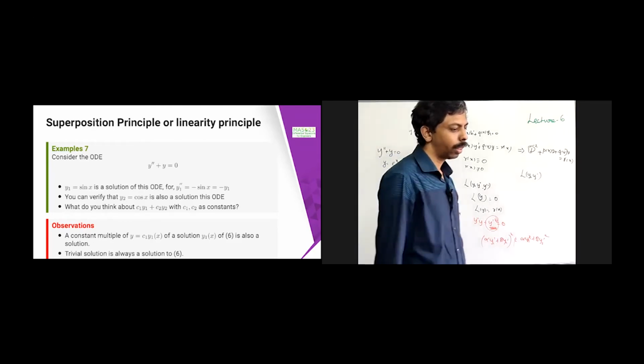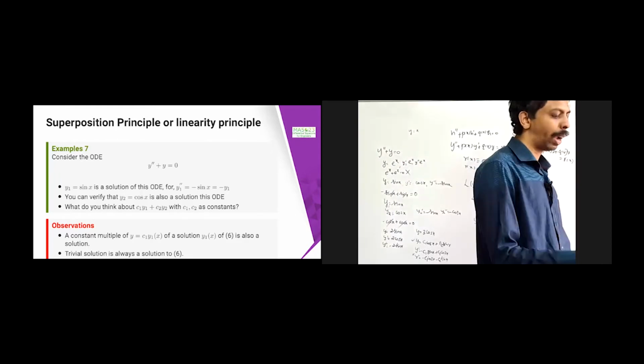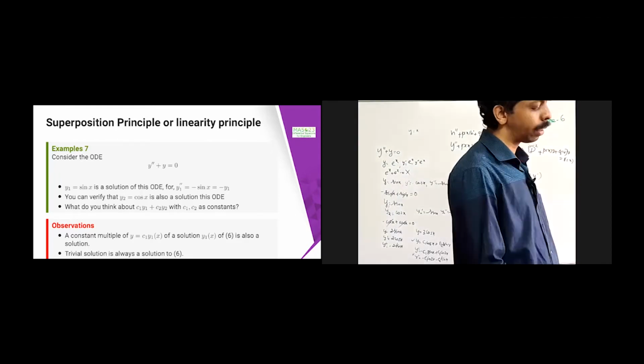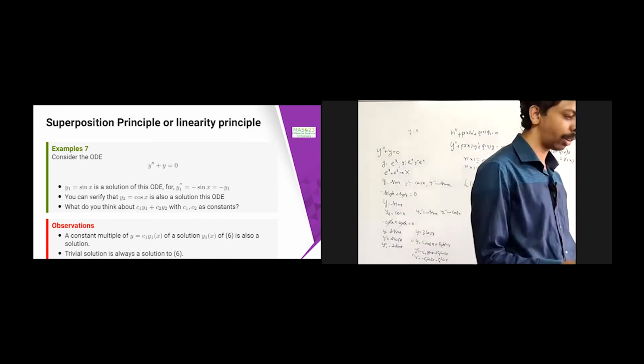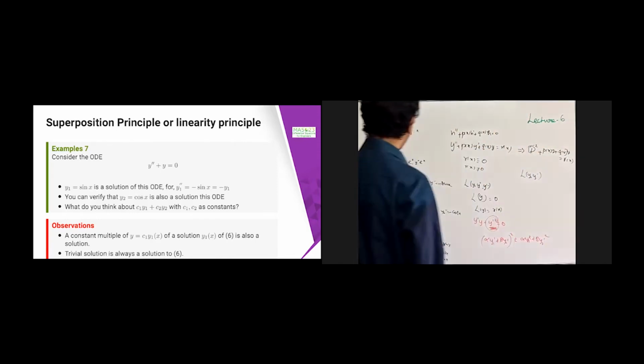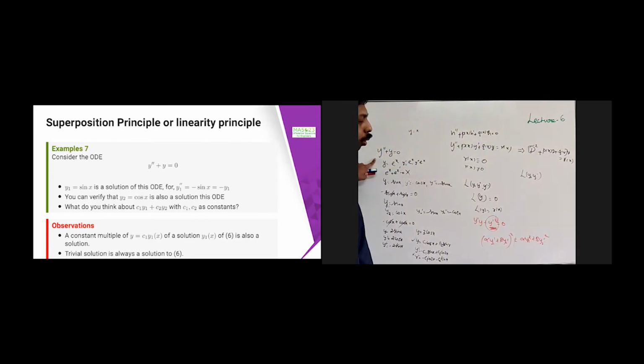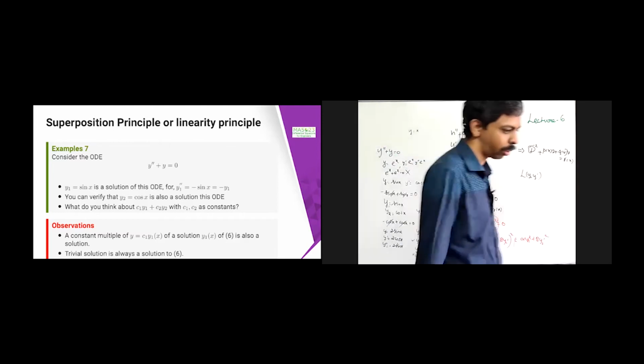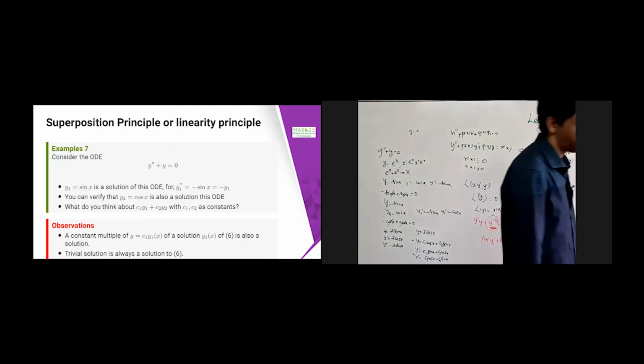So that means if you have one solution and you multiply it with any constant, that is also going to be a solution of that problem. Also, if I substitute y equal to 0, that is a trivial solution. Mostly we are not interested in the trivial solution. So y equal to 0 is always satisfied, and it is a trivial solution.